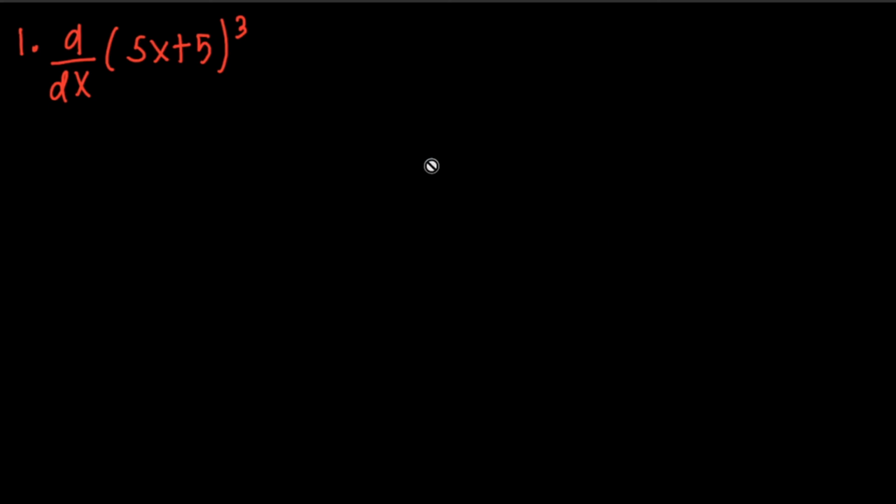Okay, so first example, chain rule. Tandaan nyo lang step, yung exponent, ililipat sa unahan. Edi, ang sagot dito is 3, ilipat sa unahan. And then, itong parenthesis, kokopyahin mo as is. So, 5x plus 5, walang mababago.